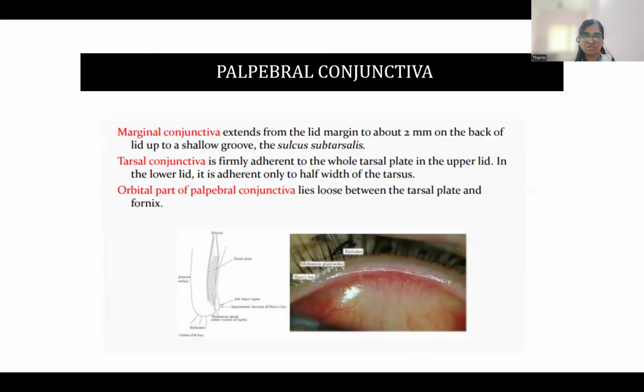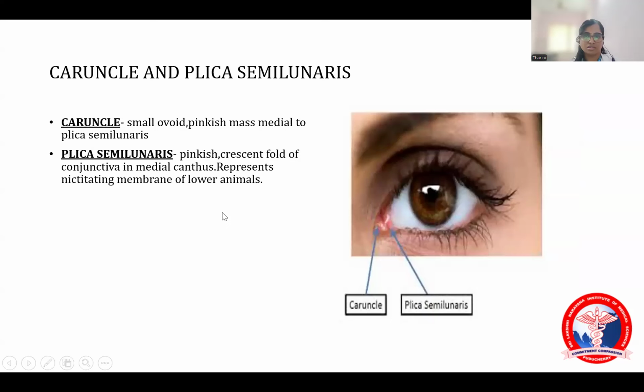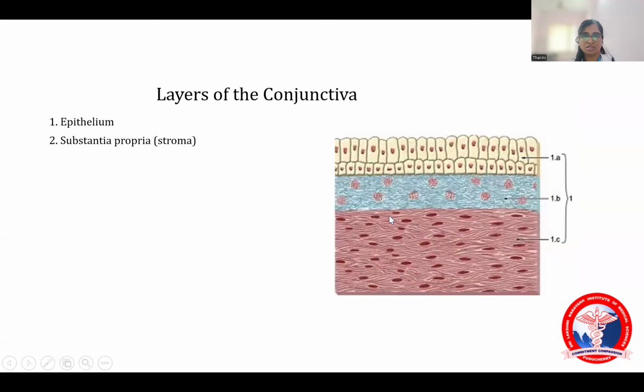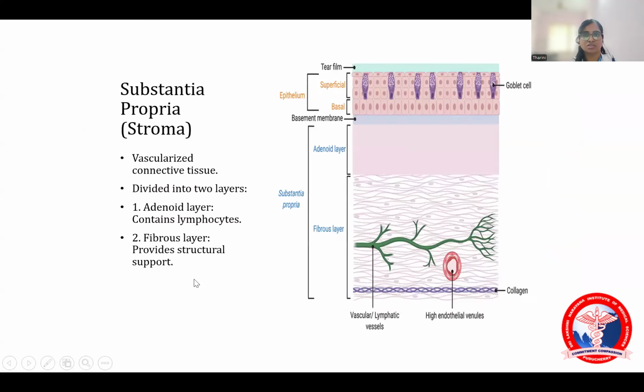This is a picture showing the bulbar part, fornicial part, and palpebral conjunctival part. And we have the caruncle and plica semilunaris. Then we discussed the layers of the conjunctiva. This includes the epithelium and substantia propria, and how the epithelium layers are different in each part of the conjunctiva. And this is the substantia propria. We discussed two layers, the adenoid layer and the fibrous layer.